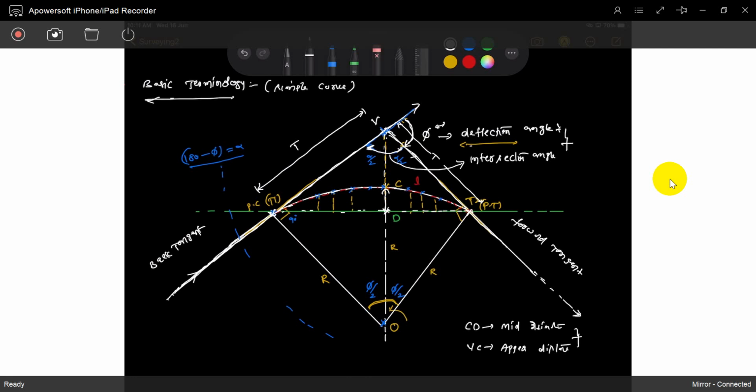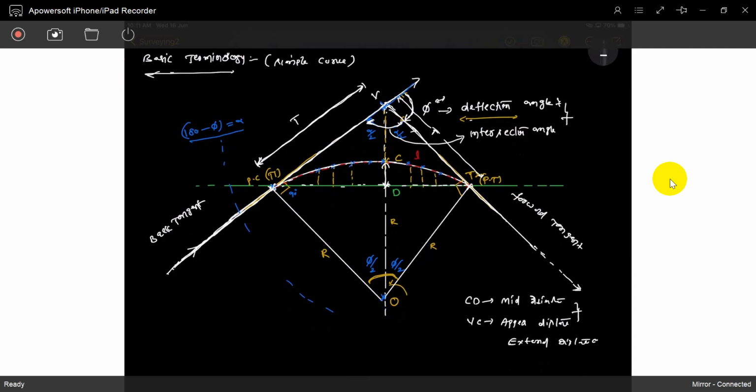Some terminology calls it the external distance also, but don't care. This is a tangent length, and this is also a tangent length. This one is also T. Both are equal. So last class we discussed this.